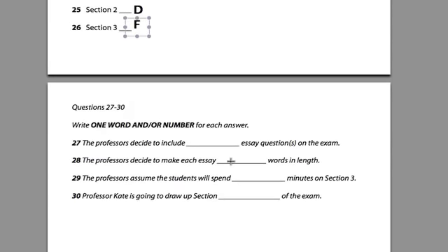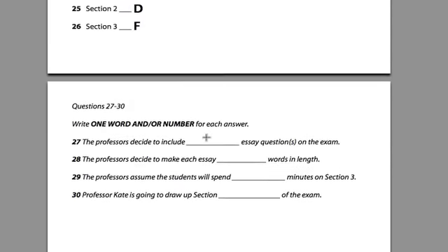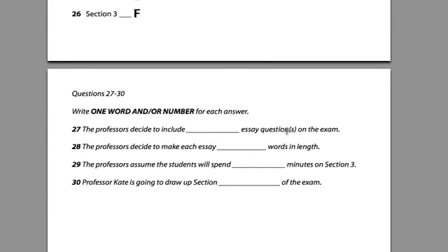Write one word or a number for each answer. So the professors decide to include how many essay questions on the exam. The answer here is 2. The professors decide to make each essay how many words in length. Again, they try to throw us because they say the total word count is 500. So if there are 2 essays, then these essays would be 250 words each.